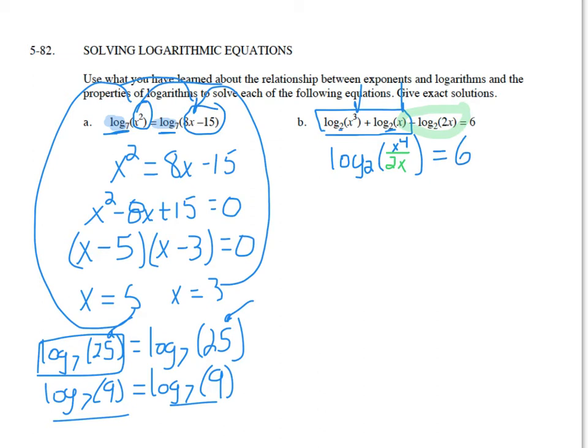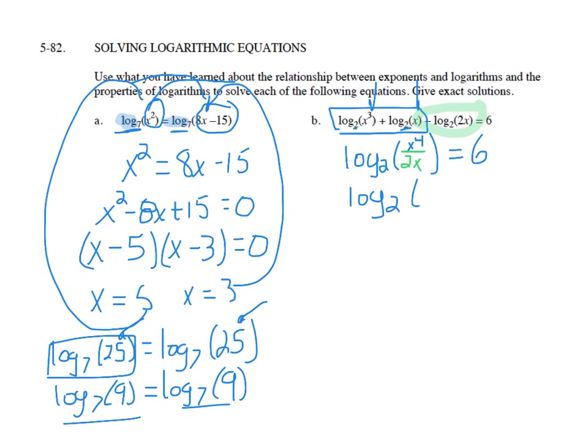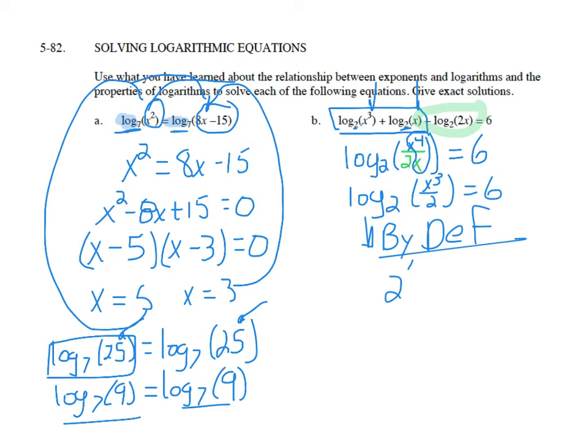Equals 6. Now I'm going to simplify what's inside the parentheses. So this is log base 2 of x to the 4th divided by x, which is x cubed over 2, equaling 6. So now by definition of logs, my base is 2, that has to be raised to the 6th power, and that's going to equal x cubed over 2. Now let's solve for x.